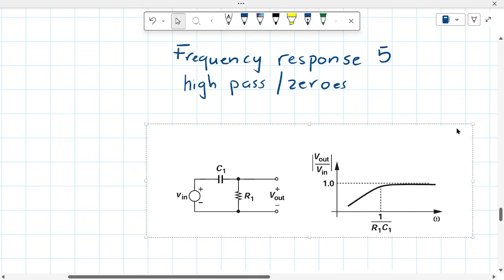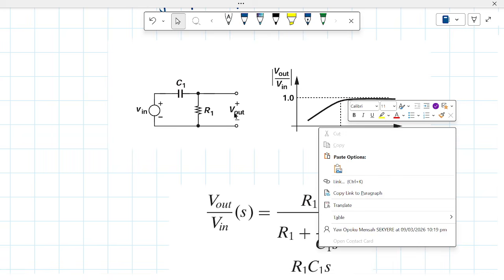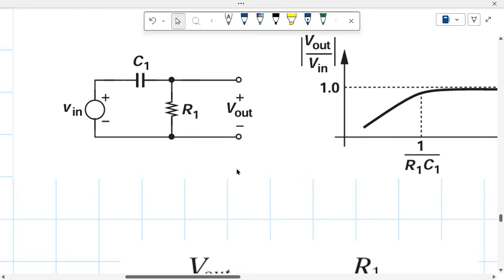Hello, in this video we are going to look at the frequency response part 5. We will look at high pass filters and how zeros affect systems. Up until now, we are used to the fact that capacitance will allow high frequency signals to go through. This is what we have been dealing with so far.